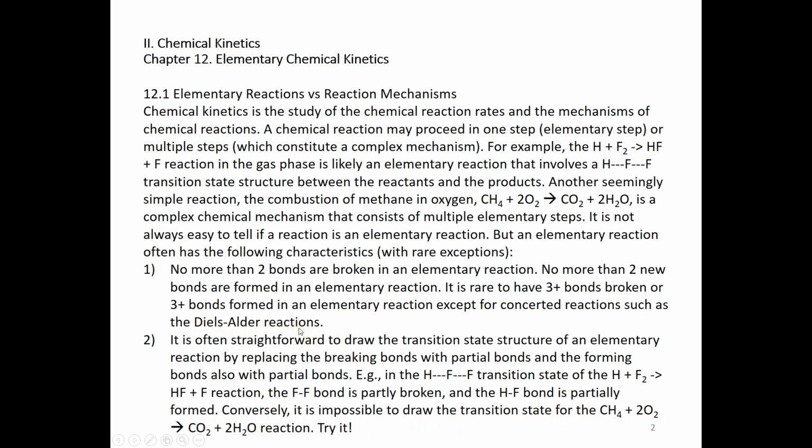For the Diels-Alder reaction, we sometimes break three or more bonds and form three new bonds. For example, if you have 1,3-butadiene reacting with ethylene, in the transition state you have six partial bonds. Three are considered partially broken and three are partially formed, but it's also straightforward to draw the transition state structure for the Diels-Alder reaction. So the Diels-Alder reaction is an elementary step.